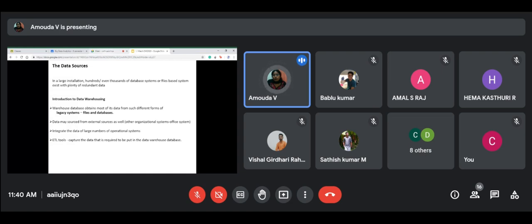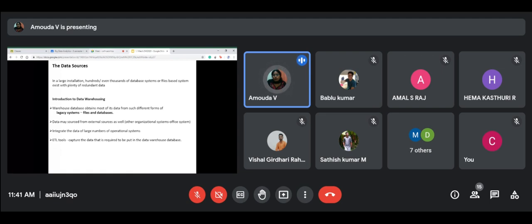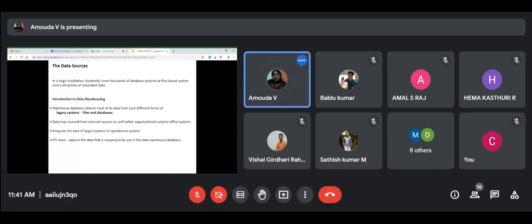Actually, to be very frank, it is nothing but the traditionally developed day-to-day operation, transactional database, operational database, traditionally developed applications. For large installations, with hundreds and thousands of database file systems, redundant data will be there. So in this environment, the data warehouse interacts to obtain the data. That's all about data sources.